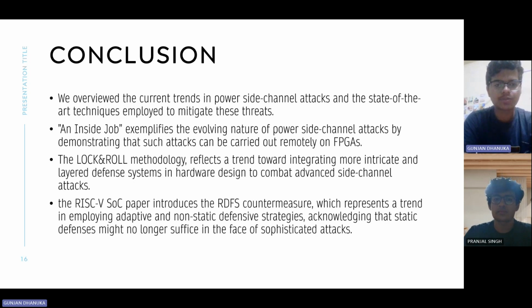The third one, the RISC-V SoC paper, introduces the RDFS countermeasure, which represents a trend in employing adaptive and non-static defensive strategies. That is, keep the frequencies continuously changing, acknowledging that static defenses might no longer suffice in the face of sophisticated attacks. So this was our presentation on power analysis attacks.